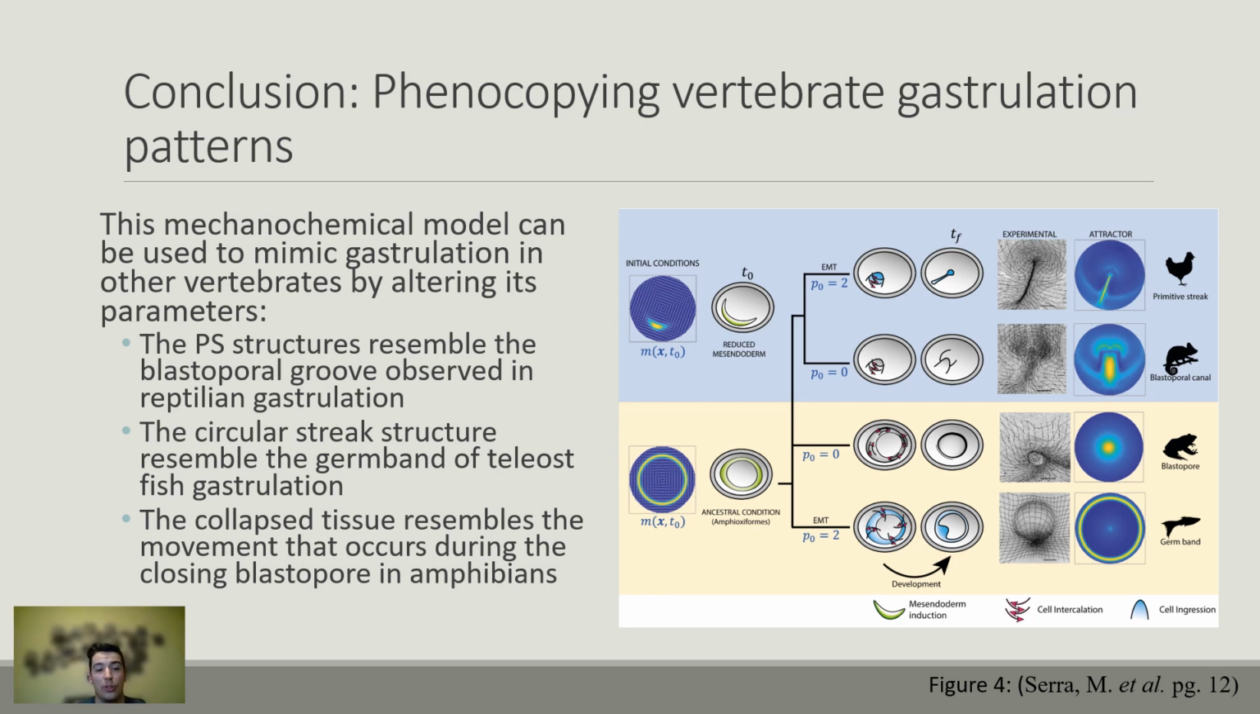The circular streak structures can resemble the germ band of teleost fish gastrulation, and even the collapsing tissue resembles the movement occurring during the closing of a blastopore in amphibians. So these are all the development of gastrulation from other studies that the researchers have looked at. But basically, the idea is that this model, this simulation, can be changed and can mimic different gastrulation patterns in other vertebrates.